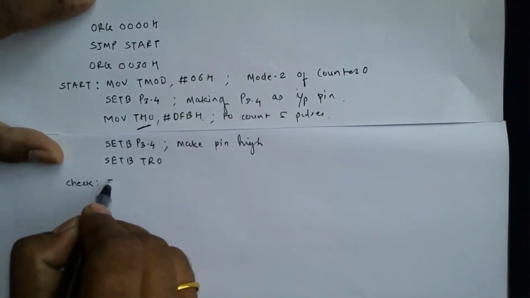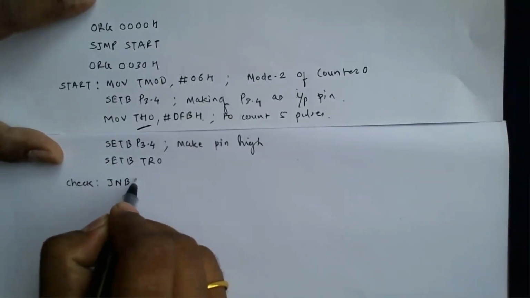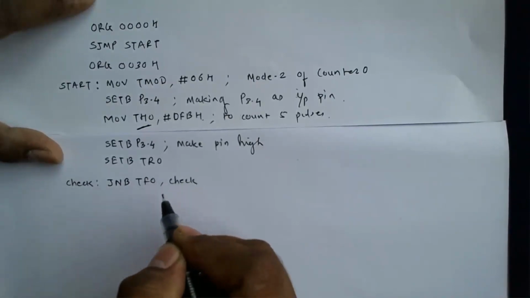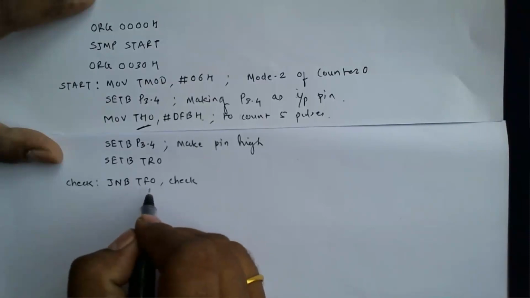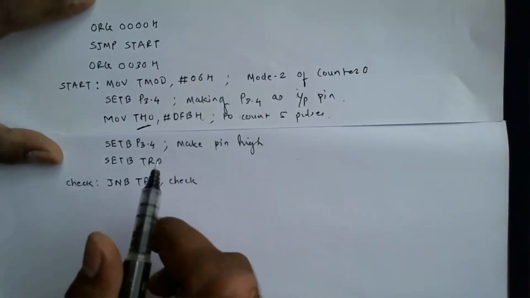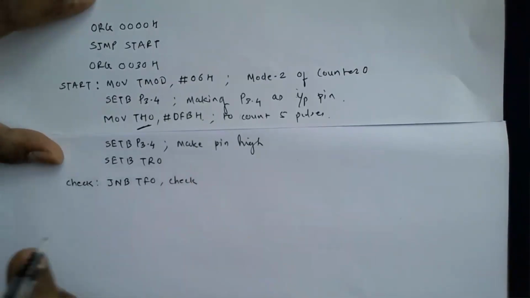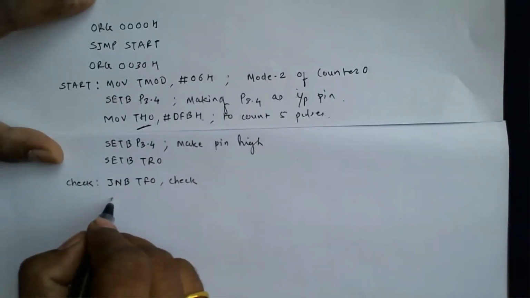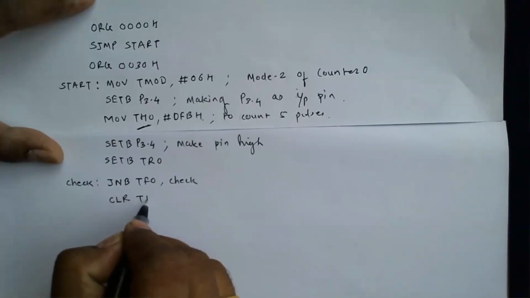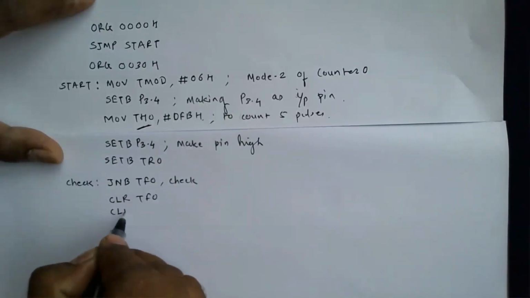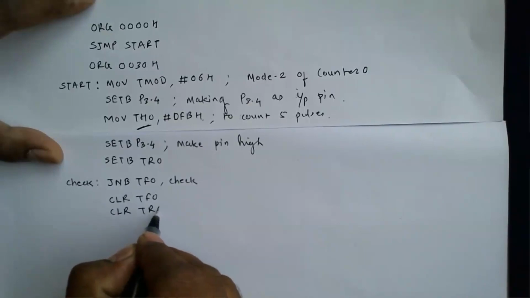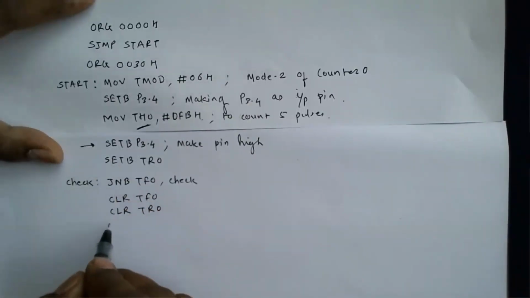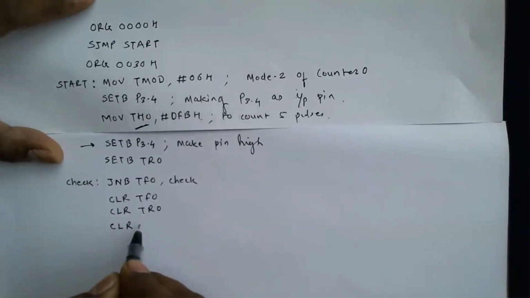So we'll check, jump if no bit TF0. Keep on checking here. Once this flag is set, that means 5 pulses have been counted, right? And then what we just need to do is clear this flag first and then stop the counter, that is TR0. And since we have made the pin high here, we'll make it low here.